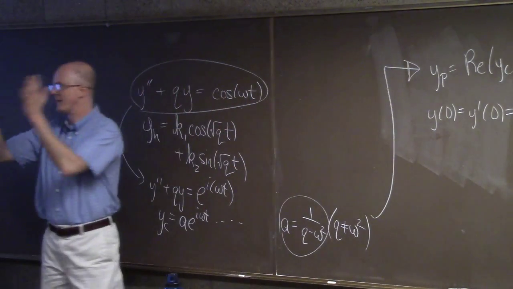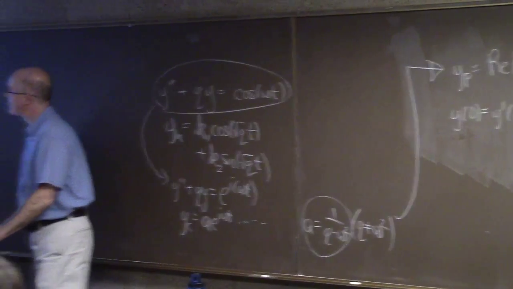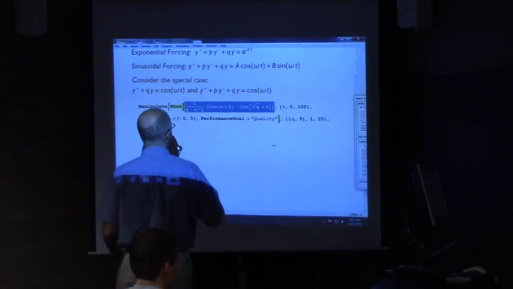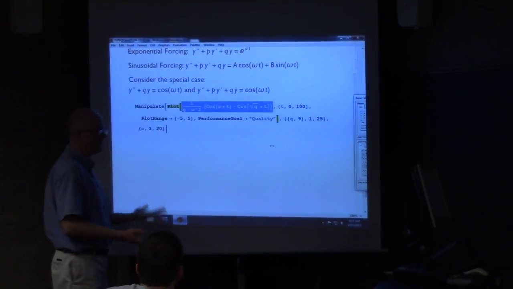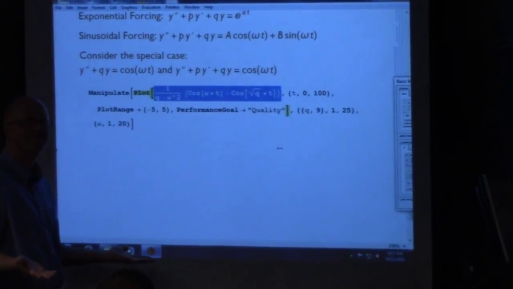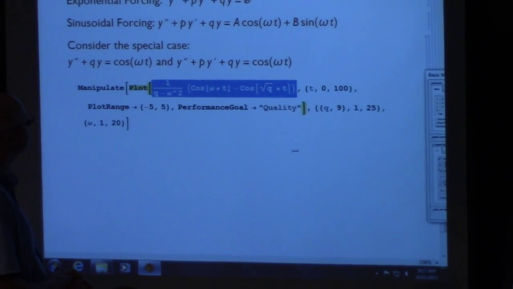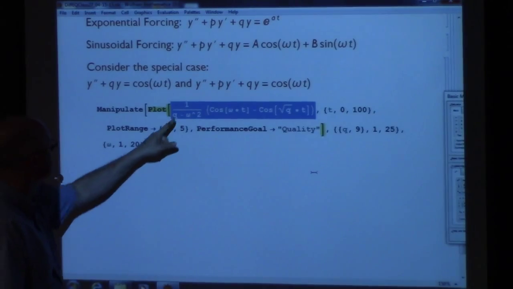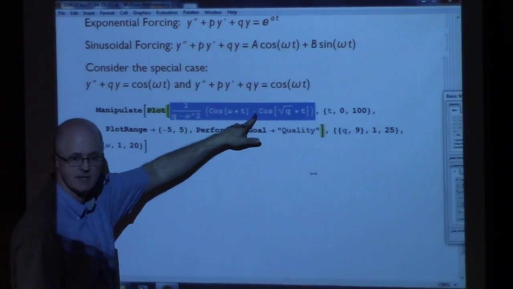And now come over to the Mathematica. That means this function that's highlighted here is the unique solution of the initial value problem. That's what it equals. Because K1 was negative 1 over q minus omega squared, that's where that negative sign comes from.